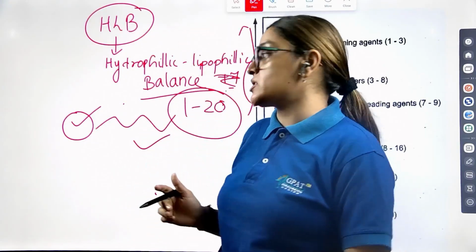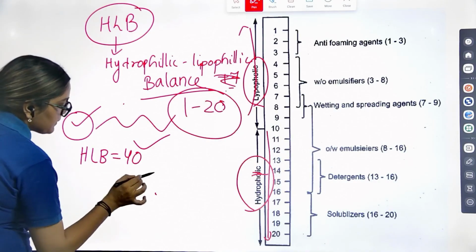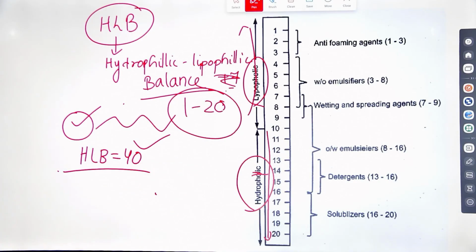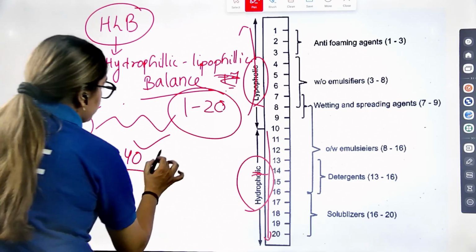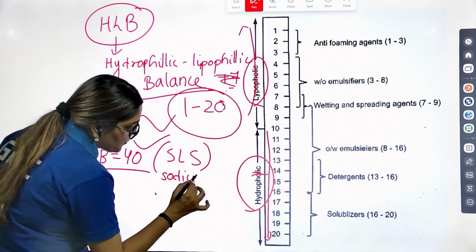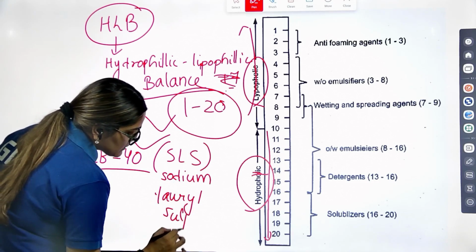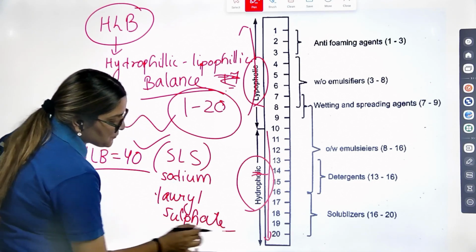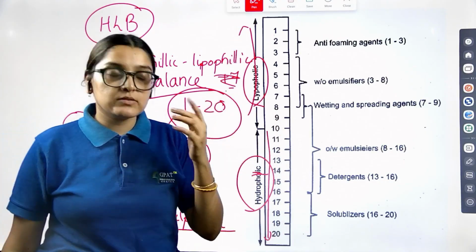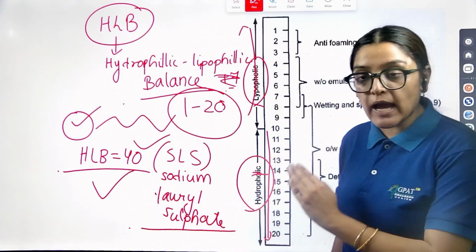One important question: only one surfactant has an HLB value of 40. We have one important surfactant which has an exceptional HLB value of 40, and the name of the surfactant is SLS, sodium lauryl sulfate. Very important detail. This is an exception to our traditional HLB scale values ranging from 1 to 20. This question is asked a lot of times. HLB value 40 is of sodium lauryl sulfate.